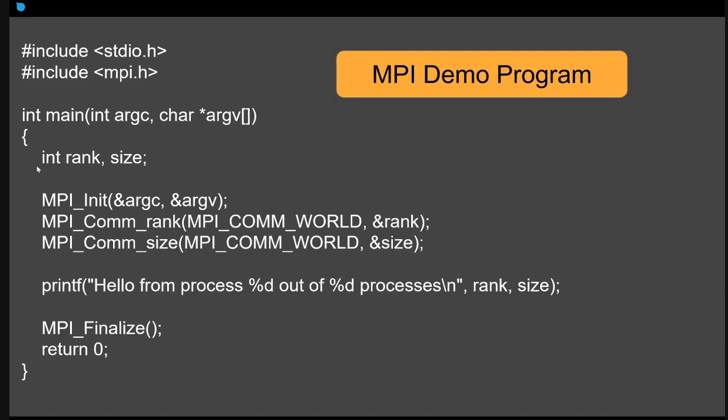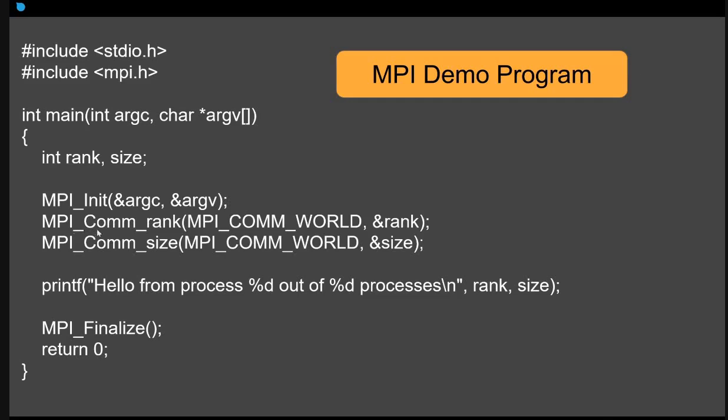So next is int rank. I'm creating two integer variables, rank and size, and MPI_Init, initializing MPI, and this is the standard statement. This is also because I'm just initializing MPI.